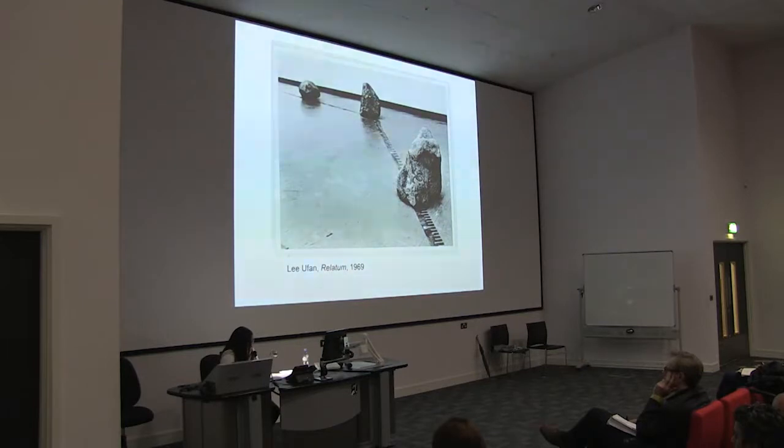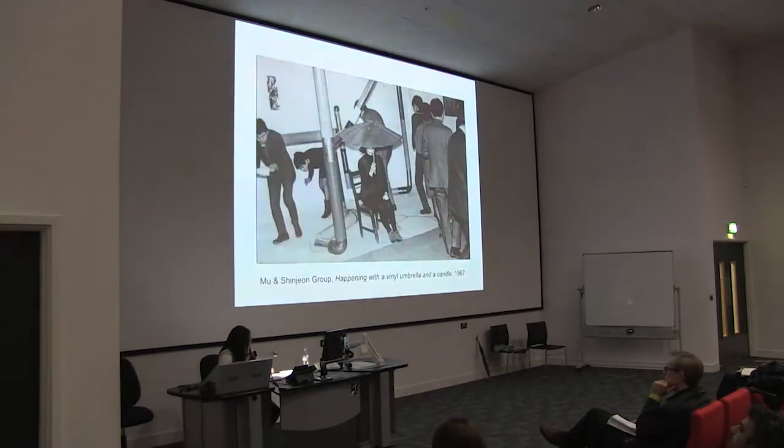Groups such as MU, Origin, and Shinjun, formed between 1962 and 65, joined forces in 1967 to initiate the United Exhibition of Korean Young Artists, in which a new wave of younger practitioners examined and interpreted the idea of the avant-garde. While the works on exhibit varied in style and genre, from geometric abstraction to minimalist objects and installations, this work, a happening with a vinyl umbrella and a candle, manifested a shared interest among the participants in challenging the norms and conventions of the time.